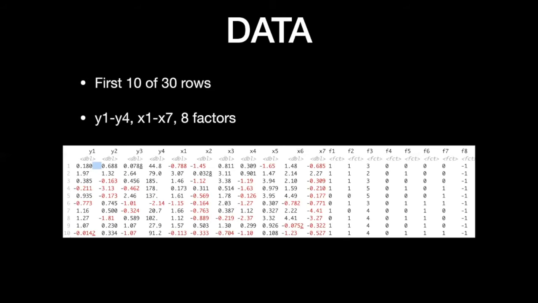So here's the data. Excuse me, I cannot put all of the 30 rows in one slide, so here I show you the first 10 of the 30 rows. Y1 to Y4 serve as the dependent variables. X1 to X7 are predictors, but I won't be using all of them. And there are 8 factors, which I will use when I talk about the ANOVA.